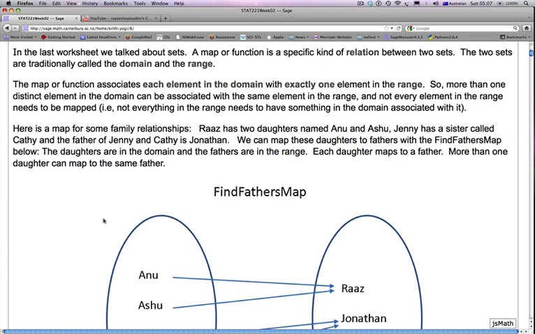So more than one distinct element in the domain can be associated with the same element in the range, and not every element in the range needs to be mapped. That is, not everything in the range needs to have something in the domain associated with it.